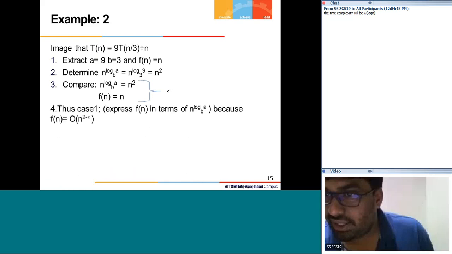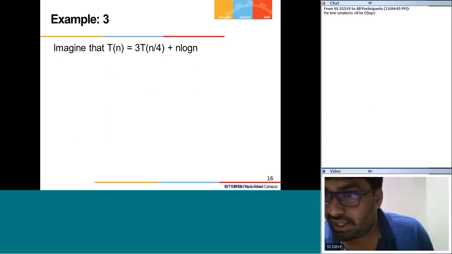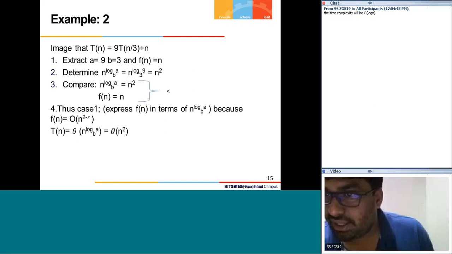So let's see whether it is theta of n square. Got it? Okay. Got it? It's theta of n square. Right? You got the solution for I now, it's here. Now I'll go with the question number 3.